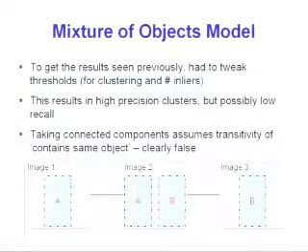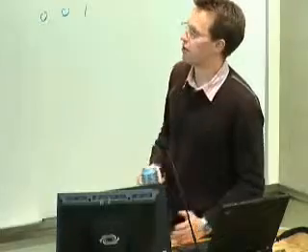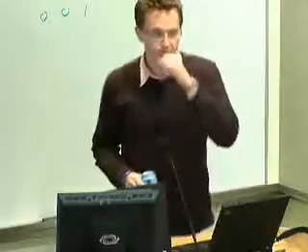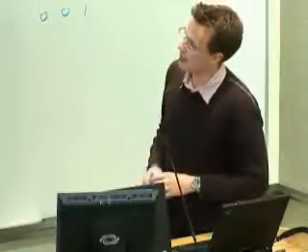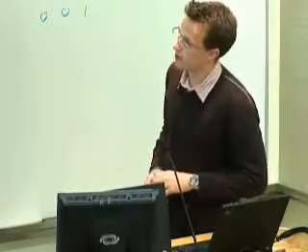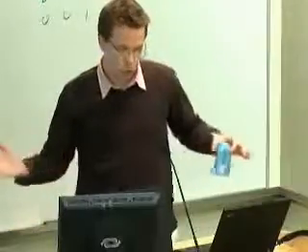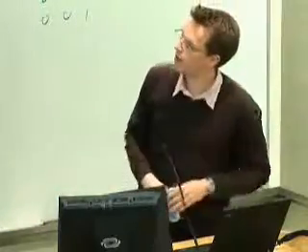So to get the results seen previously, we had to do a fair bit of manual tweaking. Especially as the data gets bigger, you end up matching more and more and more. And this means that you get high precision clusters, but possibly low recall. So these clusters are quite pure, but I imagine there's actually quite a lot more images of the Colosseum that we've had to trim out, because otherwise we just cluster too much together.